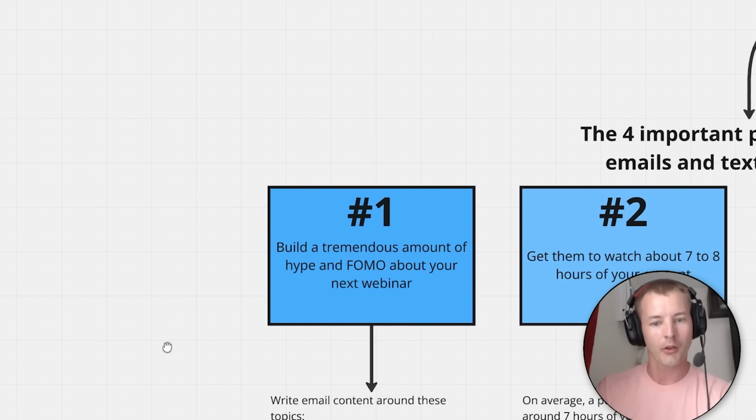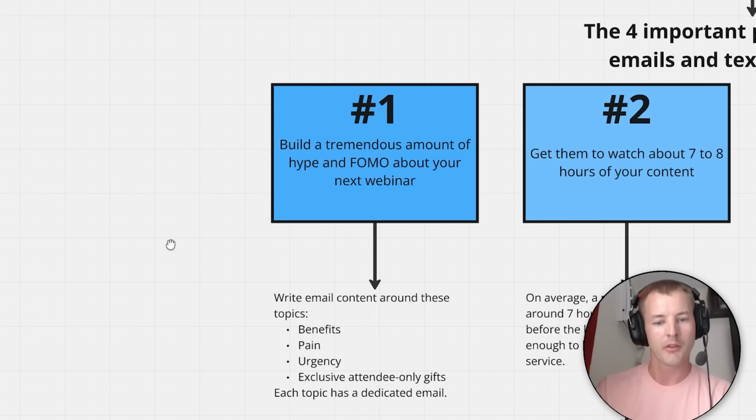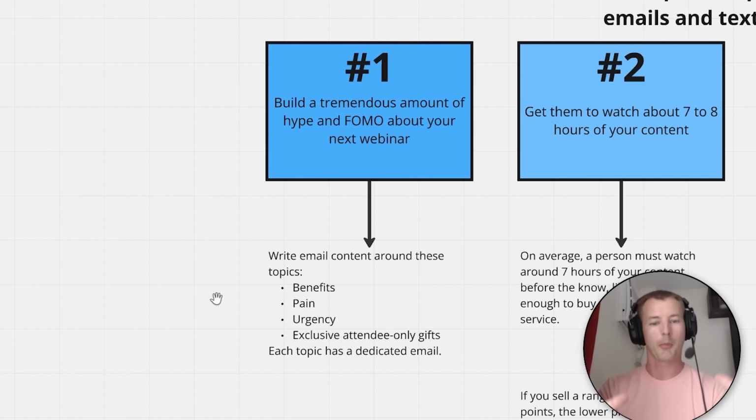When I write emails to create hype and FOMO, this is what I build them around. Benefits. So for example, with Amazon FBA, the benefit of learning Amazon FBA is that you have a side income stream so that you can eventually quit your job, right? That's the benefit. Or pain. I'll write a dedicated email just around pain. I might focus just on the job aspect of things.